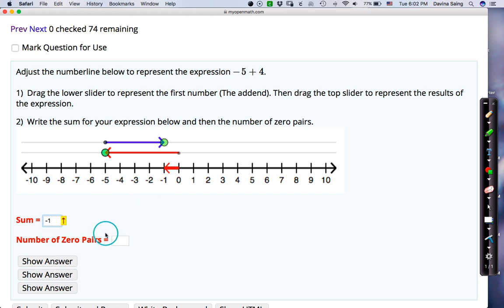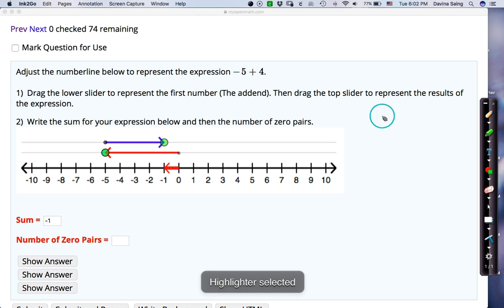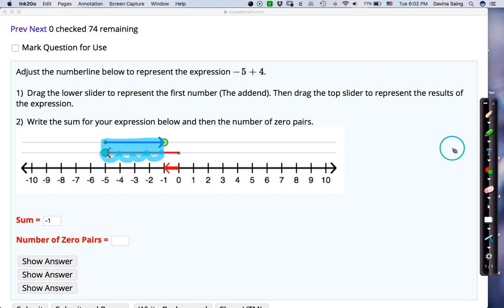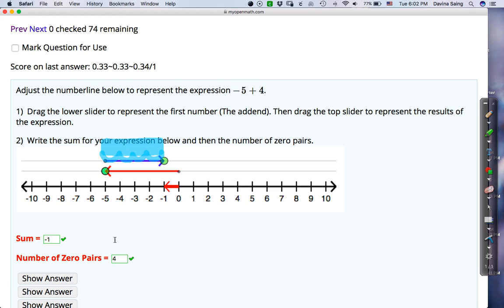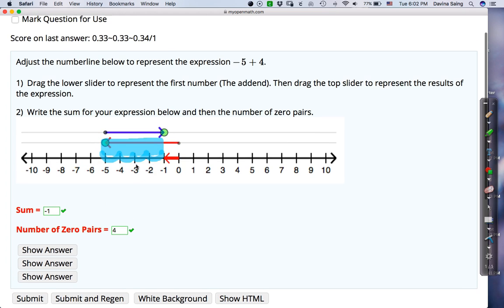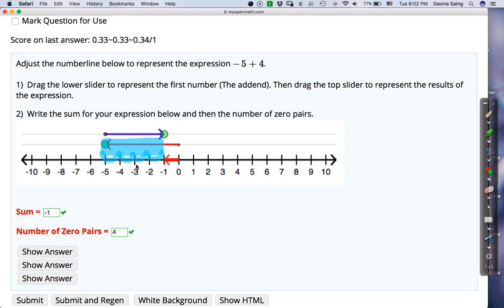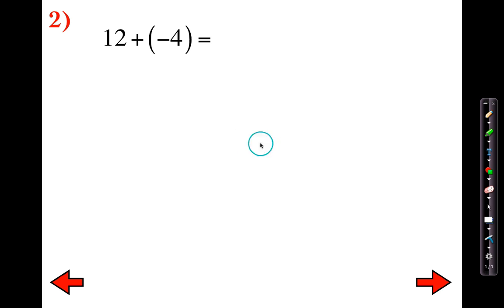But they're going to ask how many zero pairs there are. So again, what are zero pairs? How do we find them on a number line? Well, it's basically the overlap. This is where it overlaps. So we want to count how far it went. It went 1, 2, 3, 4. So I would say that the number of zero pairs is 4. Now please understand, sometimes there's no overlap. That means there are 0 zero pairs. Please remember that.